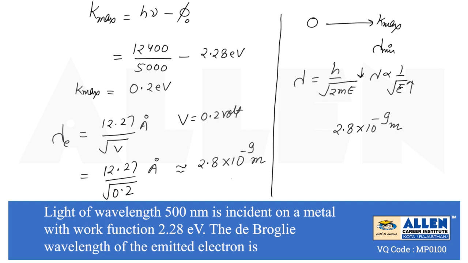But it is not given in the question that we have to find the wavelength of the fastest electron. So the emitted electron may have kinetic energy in the range 0 to a maximum value. So I can say that the kinetic energy of the electron may be less than 0.2 electron volt or equal to 0.2 electron volt. So the wavelength will be either 2.8 into 10 raised to power minus 9 meter or more than this value. So it is given in option number 4. So option number 4 is correct.